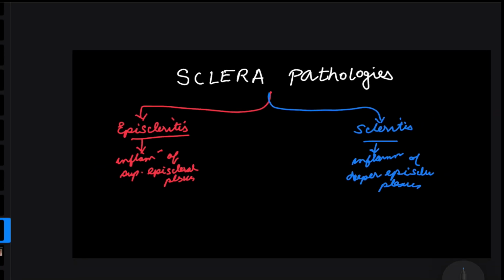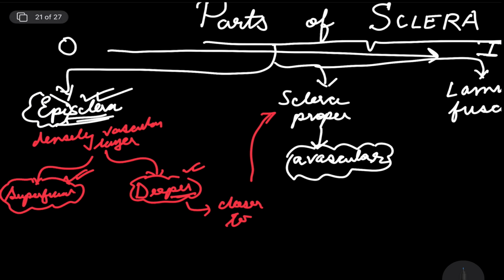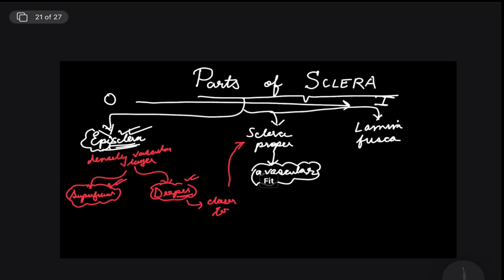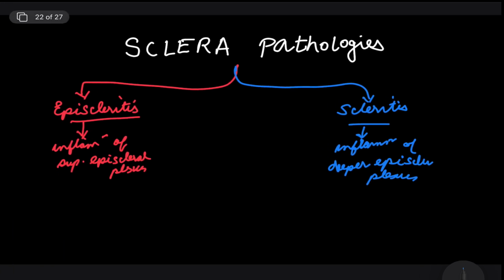Now remember, I had mentioned the fact that the deeper layer of the episcleral plexus is closer to the sclera proper. Hence, calling their inflammation scleritis is kind of a misnomer. It has been mistakenly given the name of scleritis, as if it is the sclera proper which is inflamed, but it isn't. It is the episclera in both instances which is inflamed. Done? Done. So episcleritis, what is that? Scleritis, what is that? We have at least laid down the basic definitions of that.